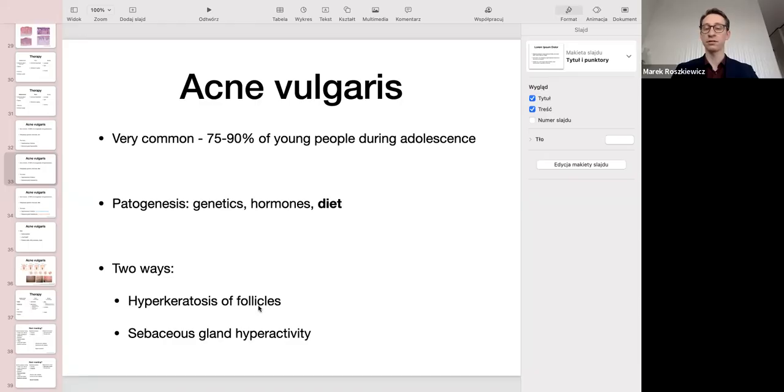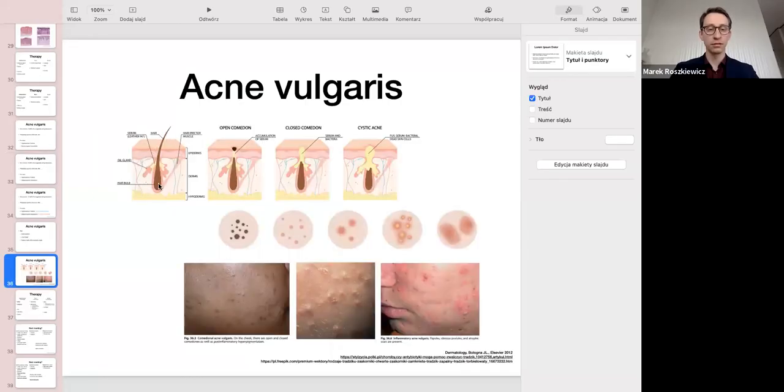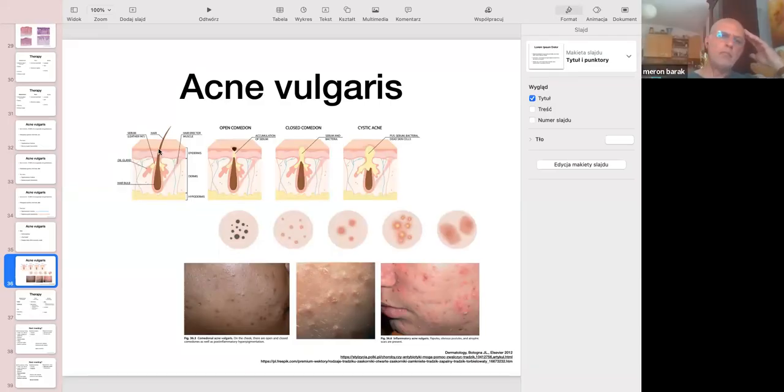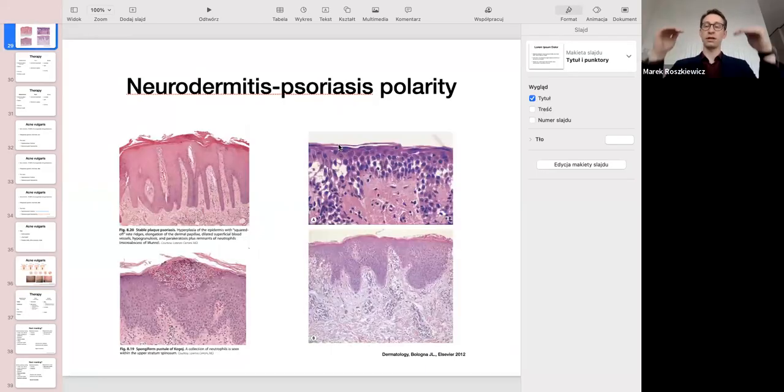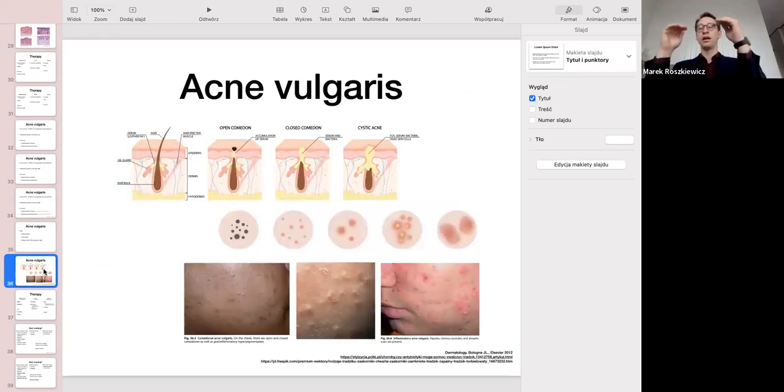So, hyperkeratosis of the follicles. So maybe I will use these pictures. This is a follicle, and here at the very superficial layer, we have the layers of the skin as we saw here. So they have to be loosened up and freed, I would say. But in hyperkeratosis, they are connected too strongly, and they are closing up the follicle.